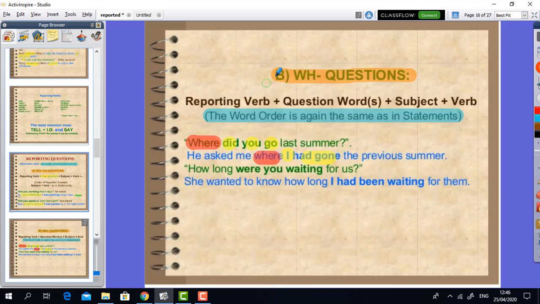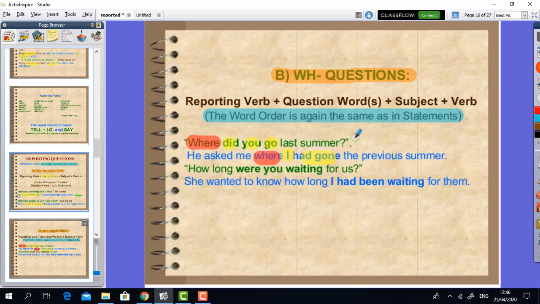And now to WH questions. When we want to report a WH question, we need, of course, a reporting verb. We need the same question word, or generally the same question word used, then the subject and the verb, and again the word order is the same as in statements and not in questions. No inversion is needed, and the examples below will clarify the idea.